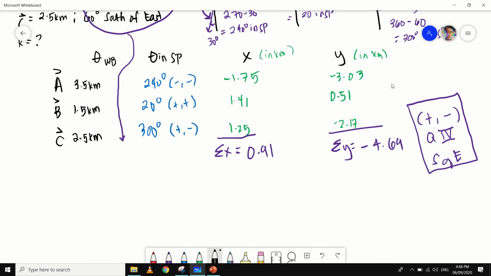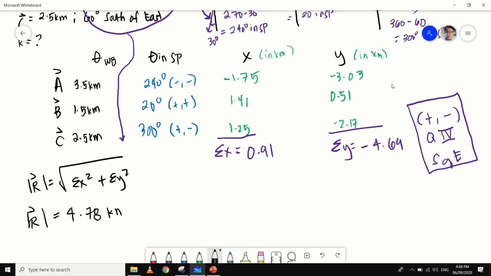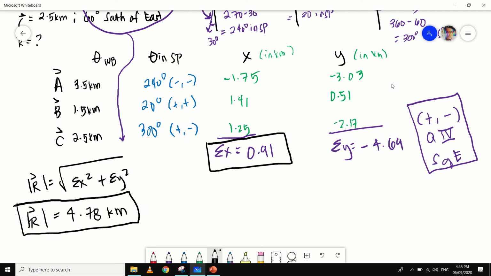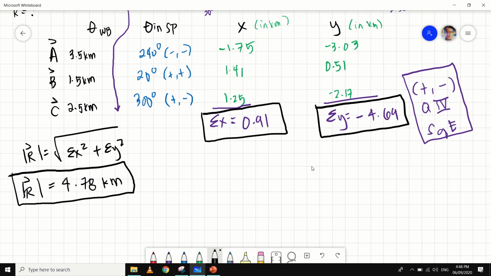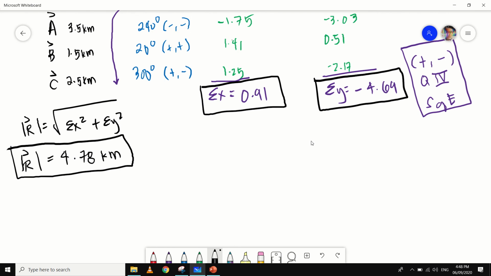We will now get the resultant magnitude of the resultant vector, which is the square root of summation of x squared plus summation of y squared. So the magnitude of the resultant vector should be equivalent to 4.78, and the unit is kilometers. So hopefully the values we're getting are correct. If they're wrong, pause, go back to where you made the mistake, so that when you return, you'll understand what's happening.